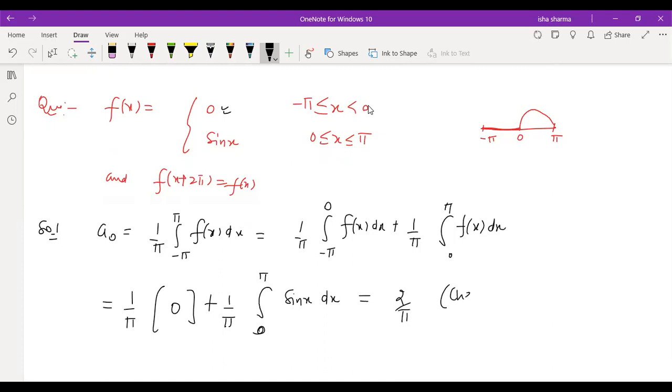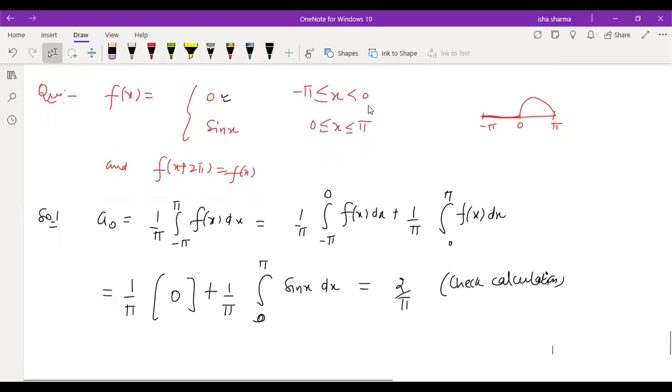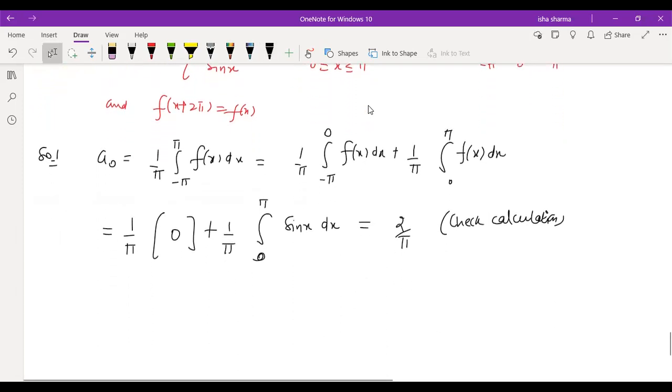You can check the calculation yourself, not a difficult calculation. You solve the integral of sin x minus cos x, and then you substitute the upper and lower limit. You will be using here cos of pi. Cos of pi is minus 1. So using that, you will get your answer. So this is the value of a naught.